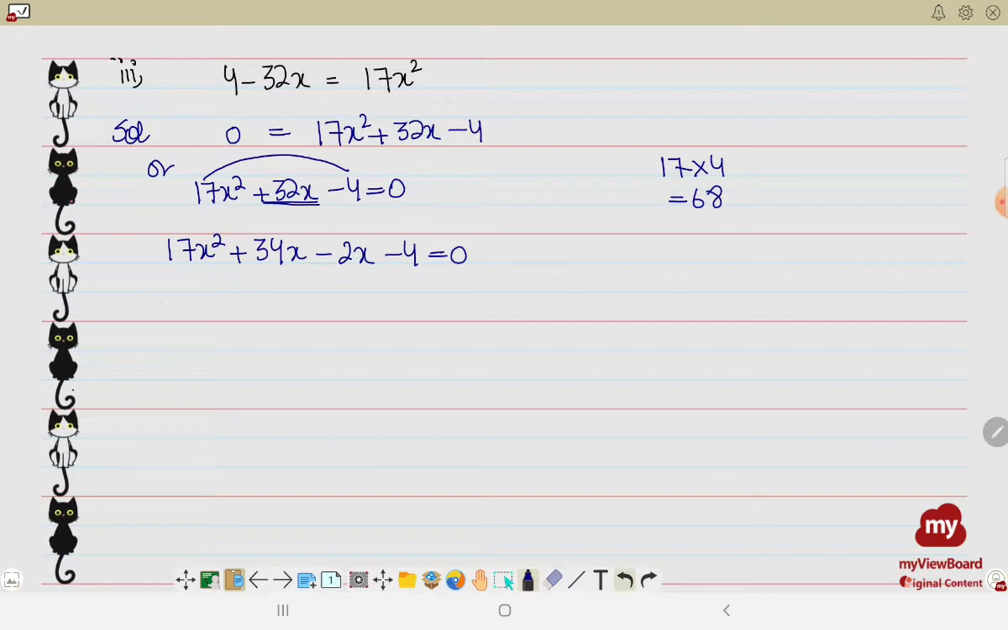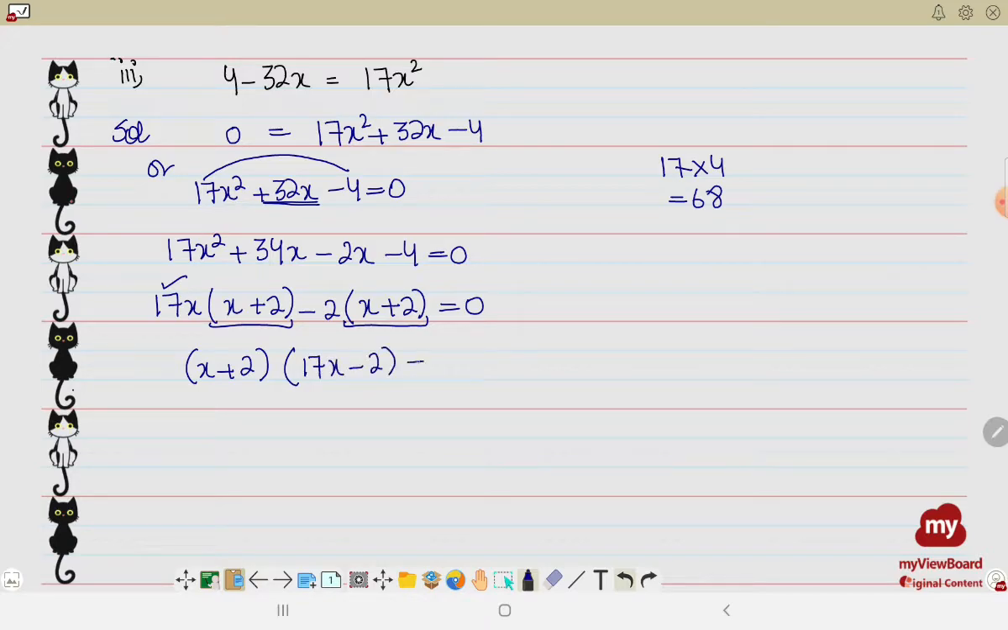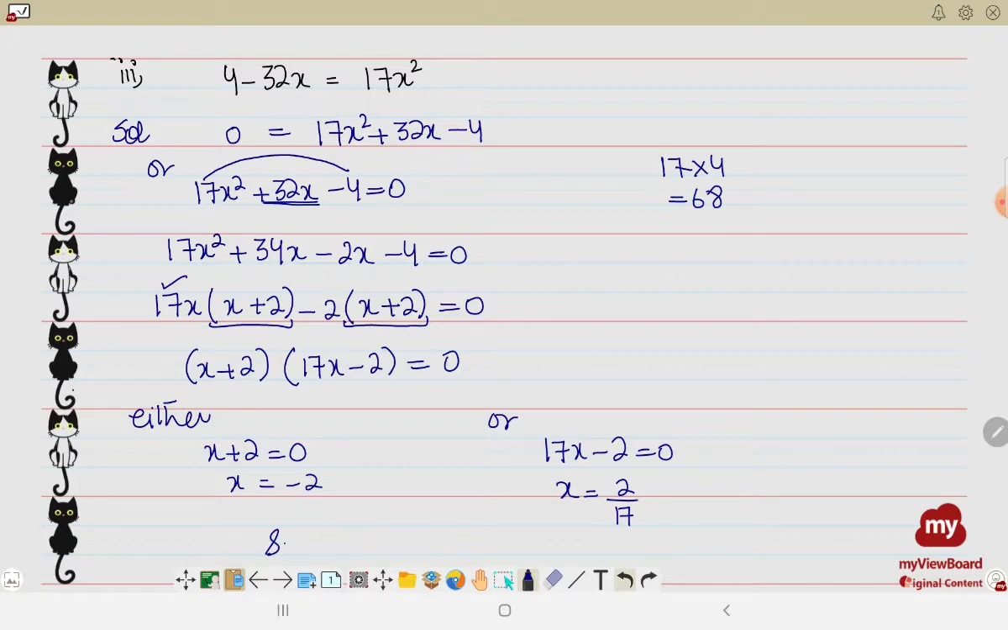From the first two terms, we'll take 17x common, and we are left with x plus 2. From the last two terms, we'll take minus 2 common, so that we get x plus 2. We get the same bracket again, so we have x plus 2 common, and we are left with 17x minus 2 equals 0. So we got two factors. We'll equate these two factors to 0 one by one: x plus 2 equals 0, or 17x minus 2 equals 0. So we have x equal to minus 2 and x equal to 2 by 17. At the end, we have to write down the solution set.